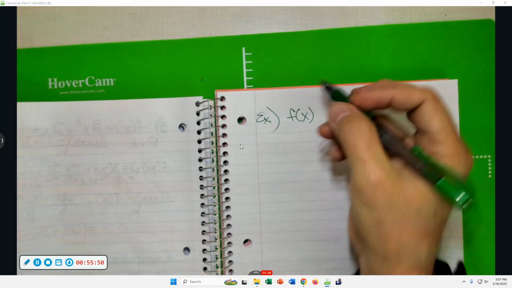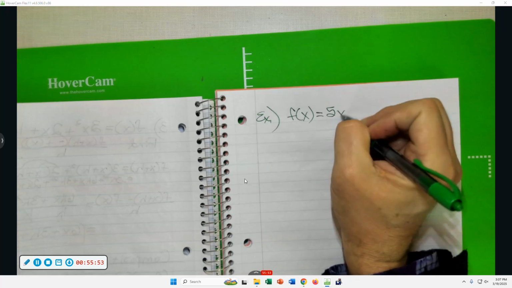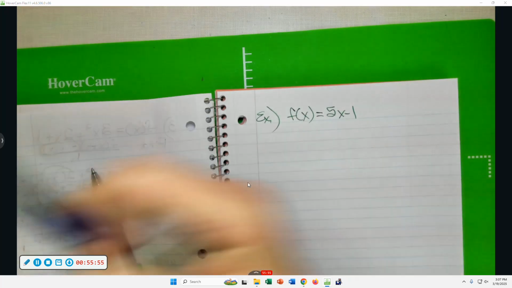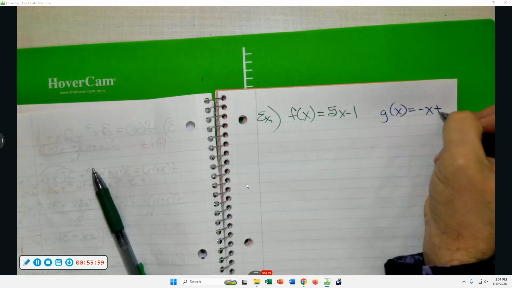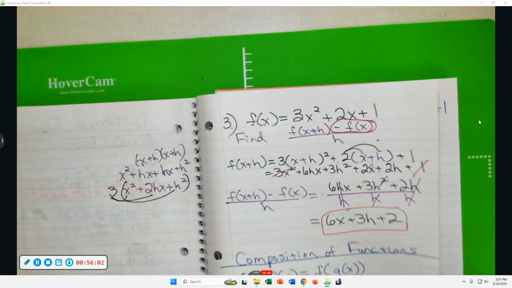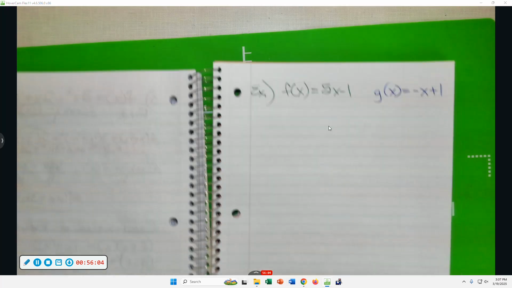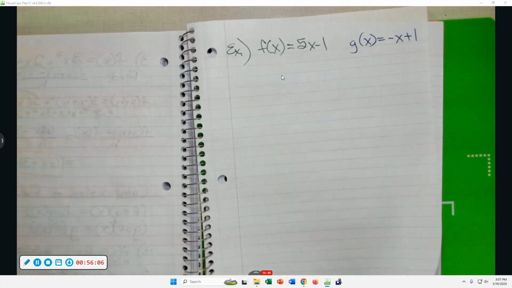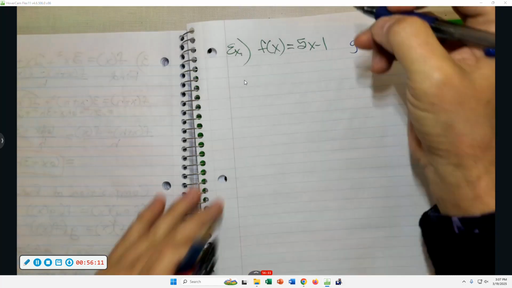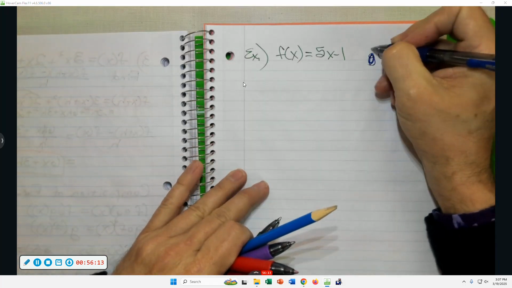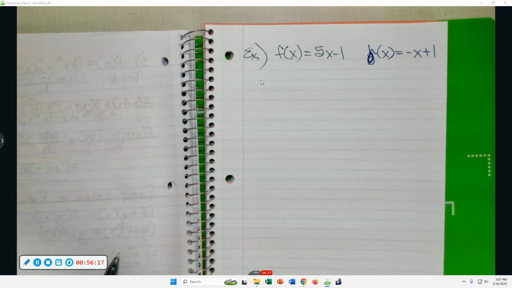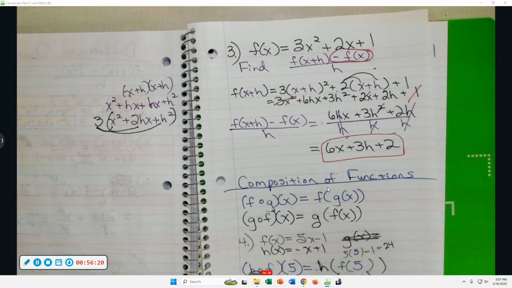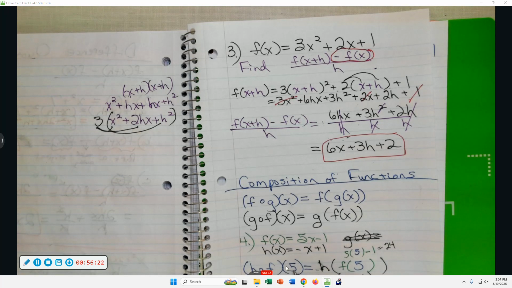F of x is equal to 5x minus 1, and g of x is still negative x plus 1. It's the same G, instead of H. Oh, you're right. Yeah, you're right. I better use H, since they used H in the previous one. That's an H of x. A moment ago we found H composed with F of 5.